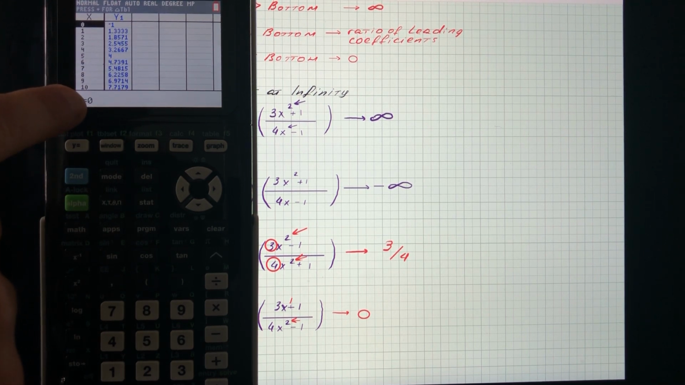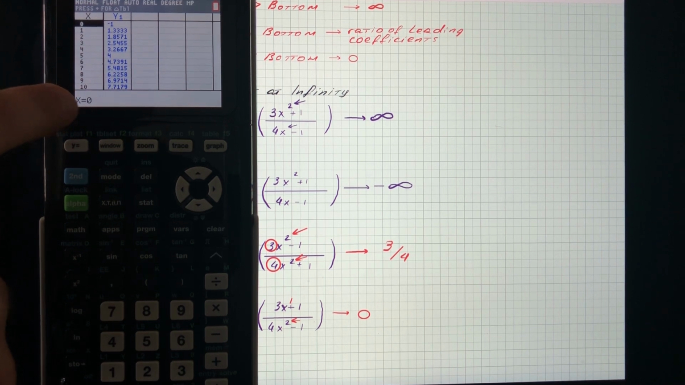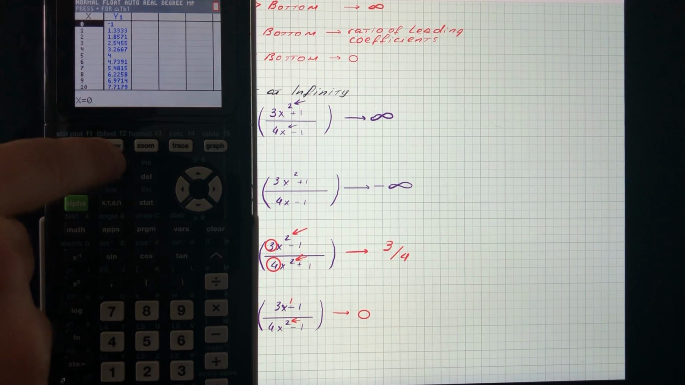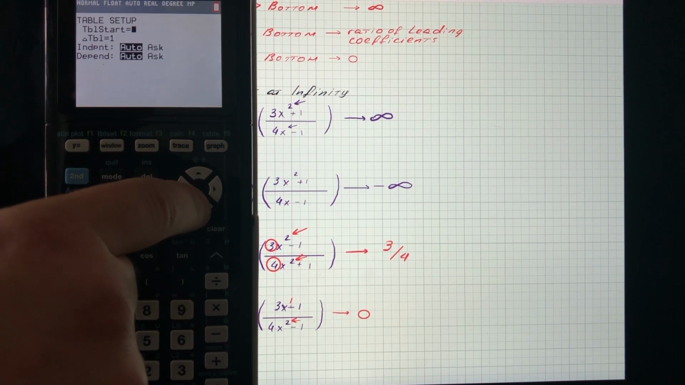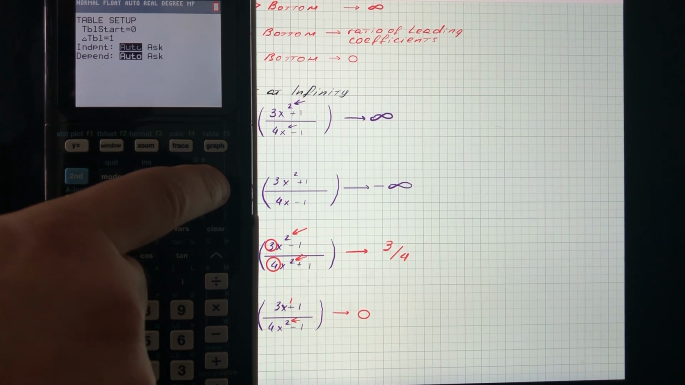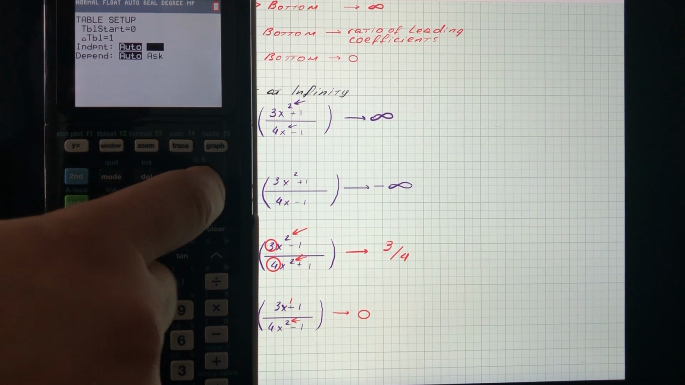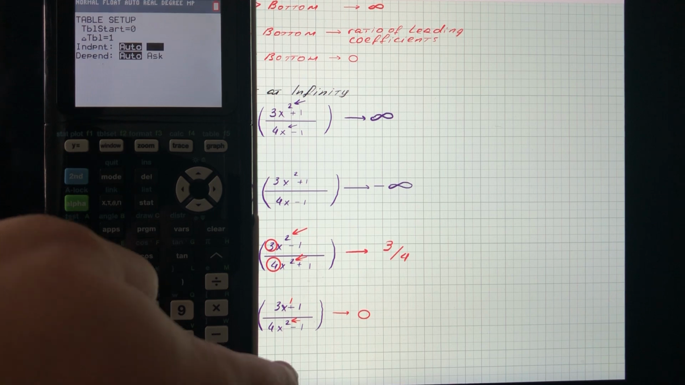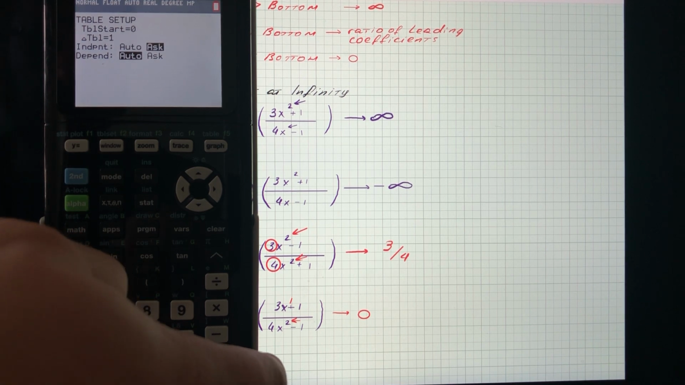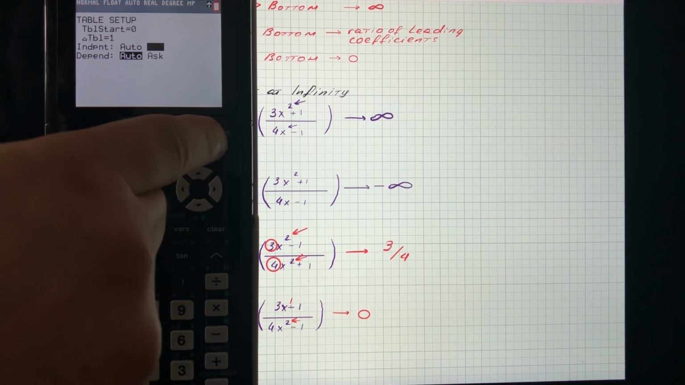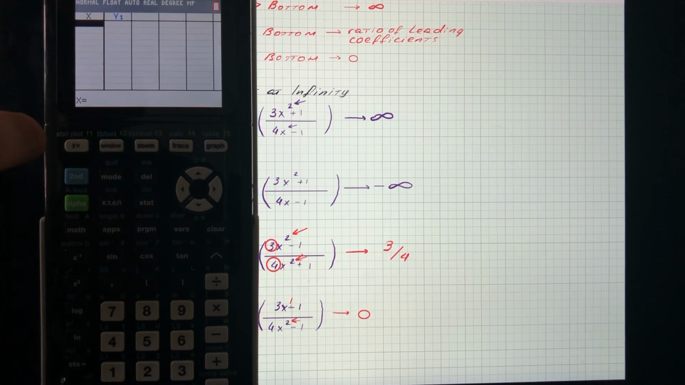And if you want to actually have the calculator plug in values, we can go to the table set, which is here in the window, second table set. And instead of going automatically, we can have it ask. So if we ask, that means we get to plug in our own x values, and then the computer will tell us what we get.